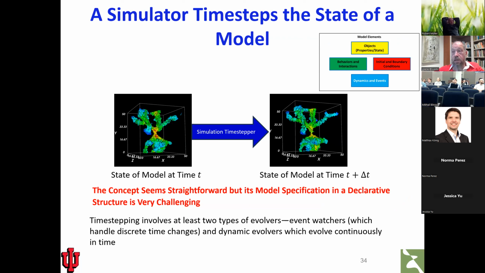And to do that seems very straightforward, and we do it all the time, but actually it makes model specification quite challenging. We have to distinguish when we do time stepping between what I would call dynamics solvers or dynamics handlers, which do continuous evolution in time, and event watchers, which handle temporally discrete events. Those fundamentally have different structures.